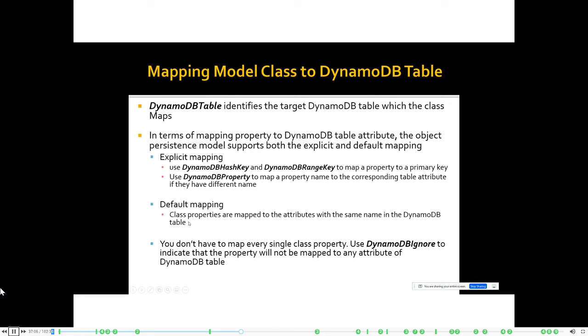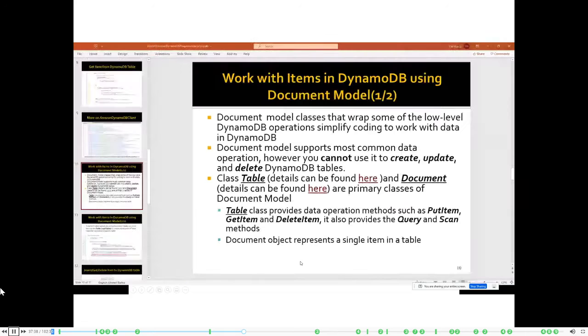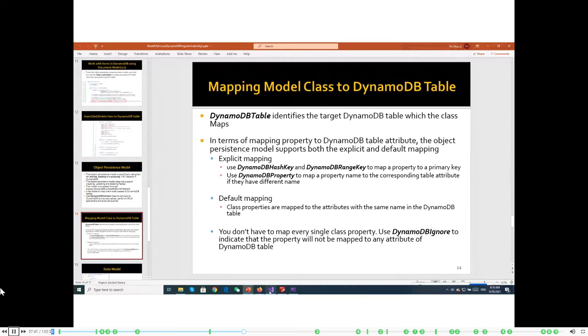For the default mapping, basically the class properties are mapped to the attributes with the same name in the DynamoDB table. But you don't have to map every single class property. In this case we just use DynamoDBIgnore to indicate that the property will not have any attribute mapping in DynamoDB. Okay, so now we take a look at that one.